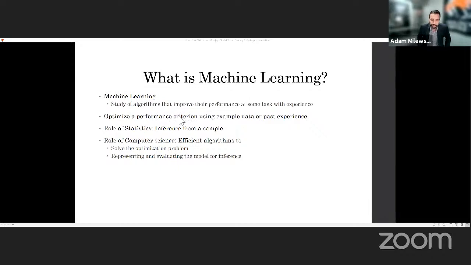I mentioned, I forget the question, but said, how can I reduce error? First, we can use an ensemble approach to remove the noise, but then also we can use machine learning to reduce that error, using example data or past experience. If you think about statistics, we're really making an inference from a sample. If you think about computer science, we are developing an efficient algorithm to solve the problem and represent and evaluate a model for inference. Okay, so what the heck does that mean?